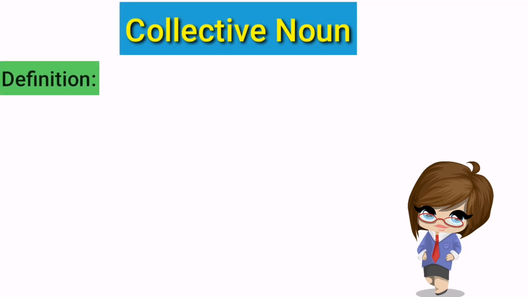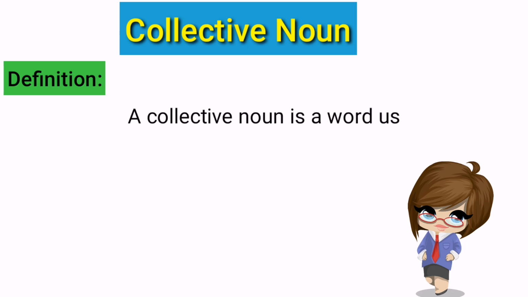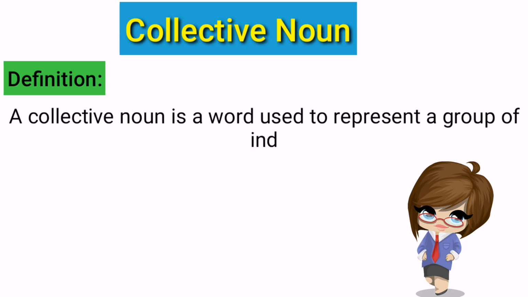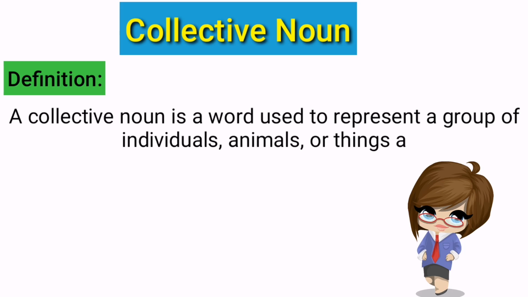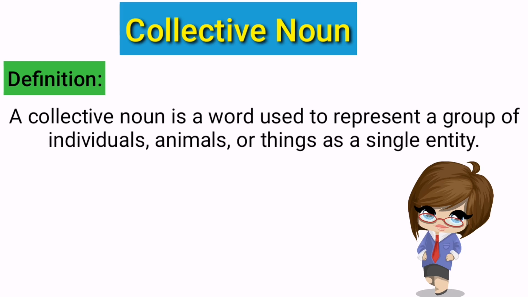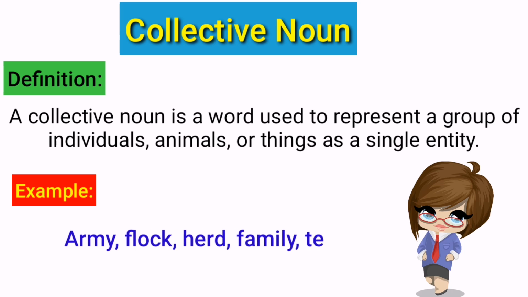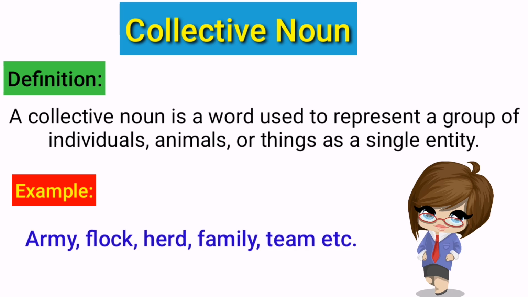Collective noun. A collective noun is a word used to represent a group of individuals, animals, or things as a single entity. It's a singular noun that refers to a collection or gathering of items. For example, army, flock, herd, family, team, etc. They are considered collective nouns because they are used to describe groups of individuals, animals, or things as a single unit or entity. Just look at the word army.